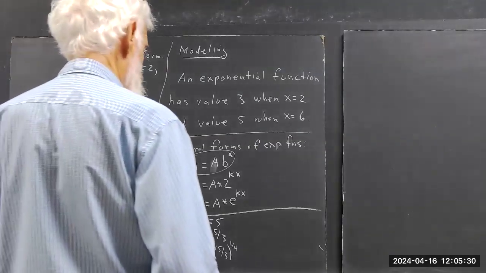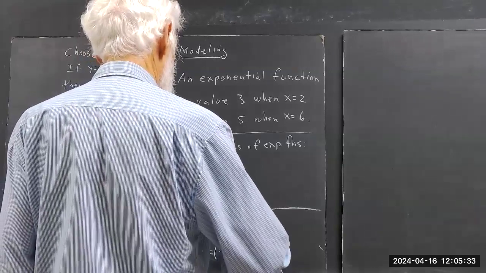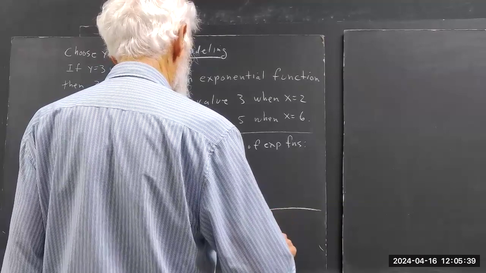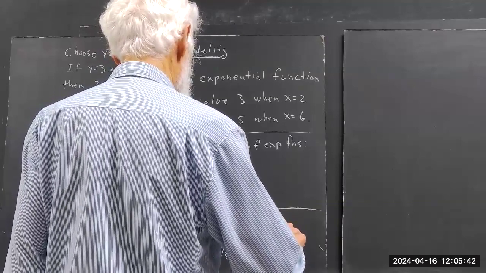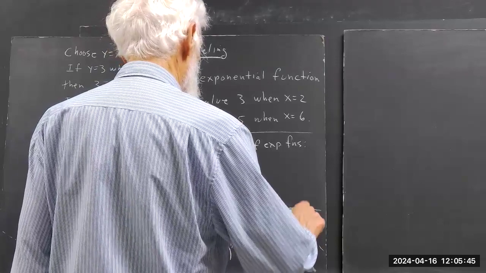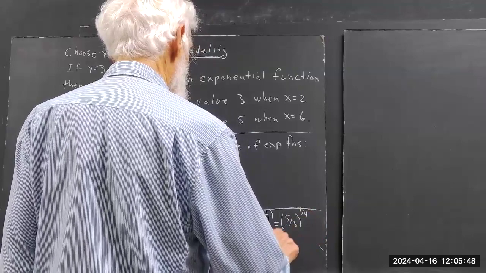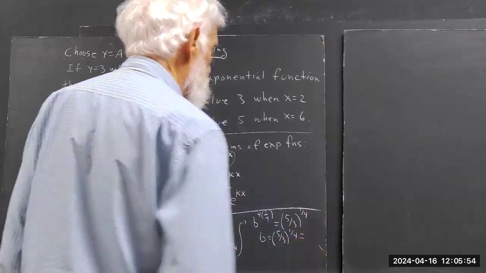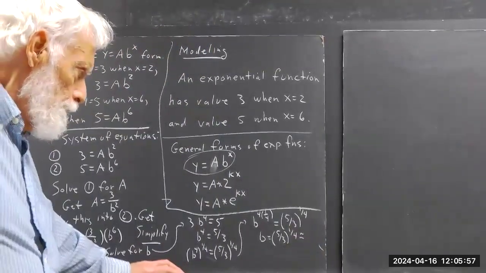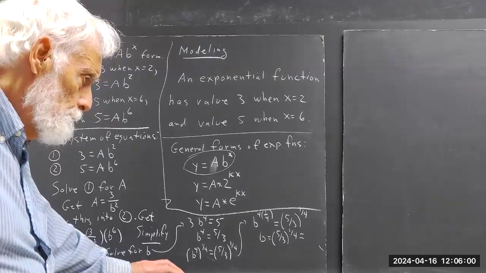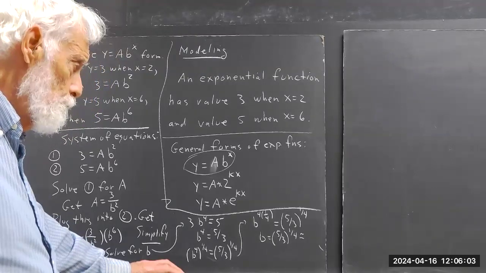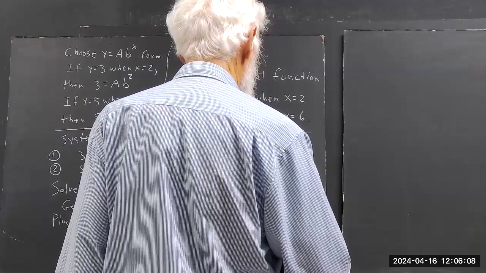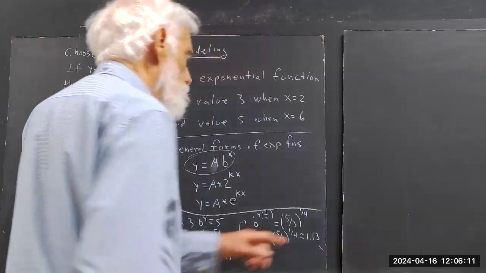So b raised to the 4 times 1/4 is 5/3 to the 1/4. So b is 5/3 to the 1/4. And 5/3 to the 1/4 is pretty close to 1.13 or 1.14. Might be 1.14.